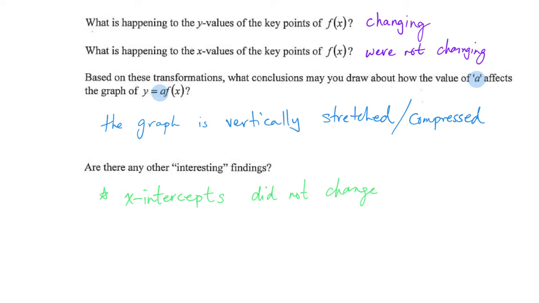As we multiplied our function by a different value, we still kept crossing the x-axis in the same spot. So the graph became taller, it became shorter. You could argue it became steeper or flatter, but the x-intercepts never changed. And there's a key term for that. When we have points that do not change based on a transformation, they're referred to as invariant. My x-intercepts never moved.